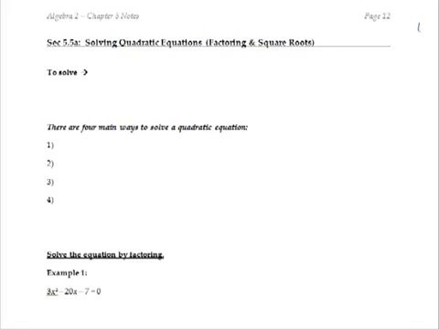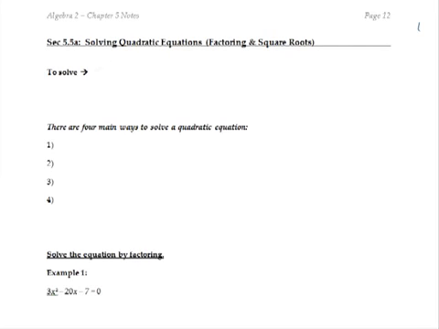This is lesson 5.5a, page 12 in your notes, and we're beginning our part of the chapter where we talk about solving quadratic equations or quadratic functions. Today specifically we're going to look at some of the algebraic ways that we do this. Before we do that though, we need to understand what it means to solve.